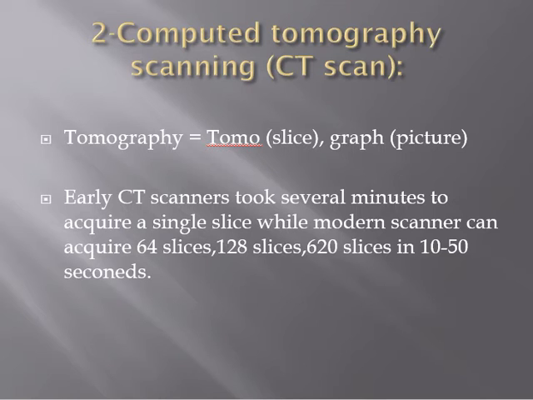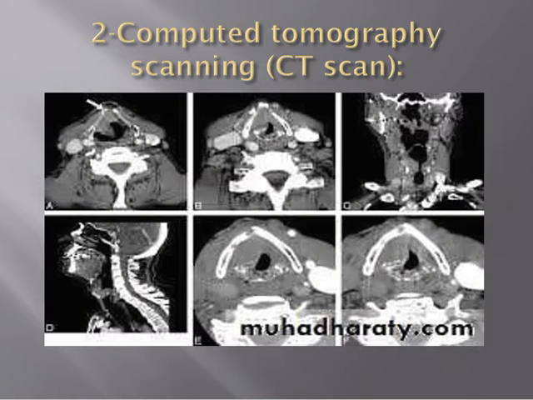Computed tomography. Tomography: tomo means slice, graph means pictures. Early CT scanners took several minutes to acquire a single slice, while a modern scanner can acquire 64, 128, 320 slices in 10 to 50 seconds scan time by use of advanced powerful computers. Slices of 0.5 to 3 mm width provide very good detail of the tissue.